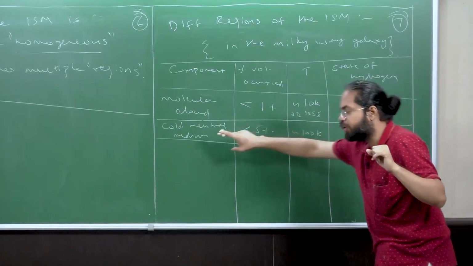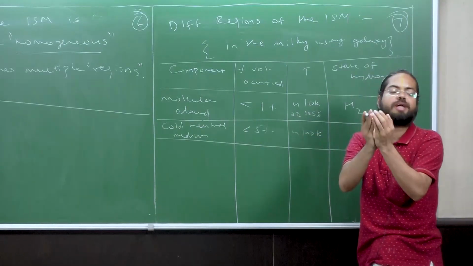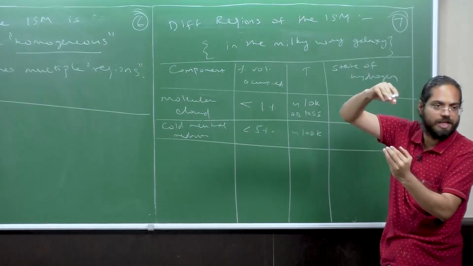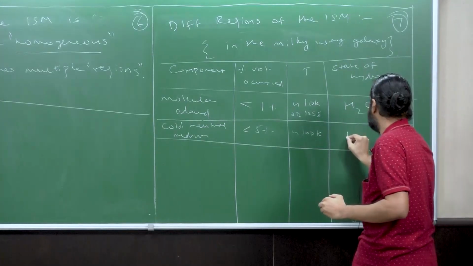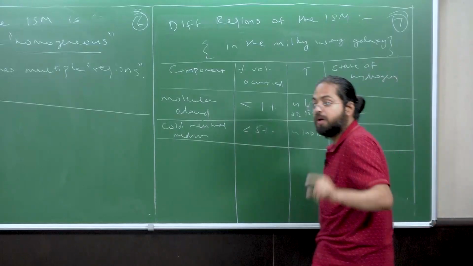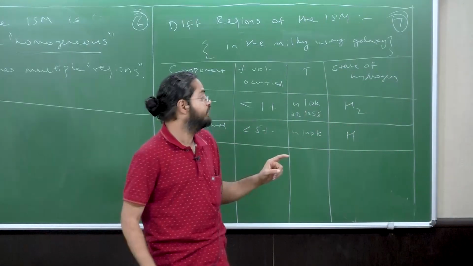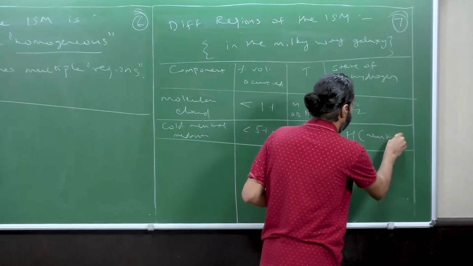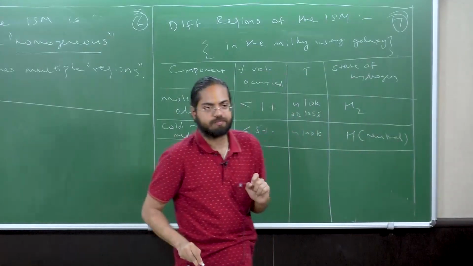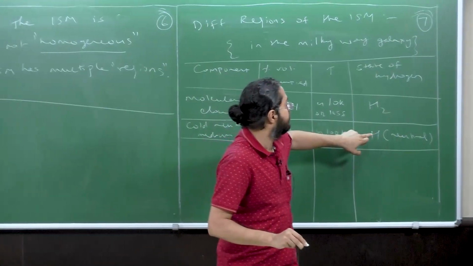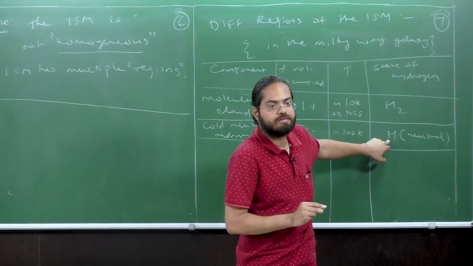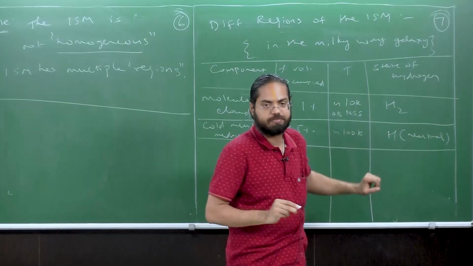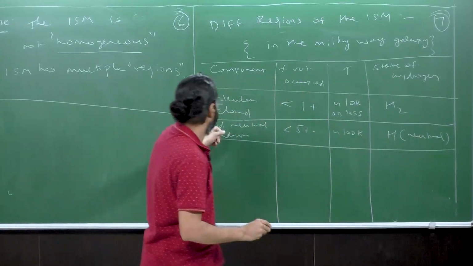Because it is diffuse enough, it is not protected from the external interstellar radiation. Consequently, hydrogen predominantly gets dissociated. But notice, it is going to exist as H in the neutral form. It is not ionized. That's an important distinction. So hydrogen is still going to be in the atomic form here and is not going to be ionized. All right. So this is the cold neutral medium.